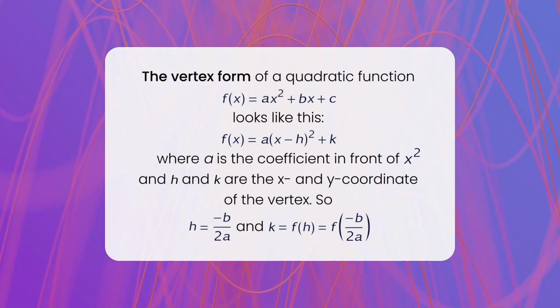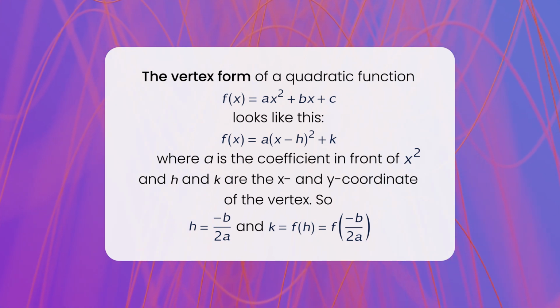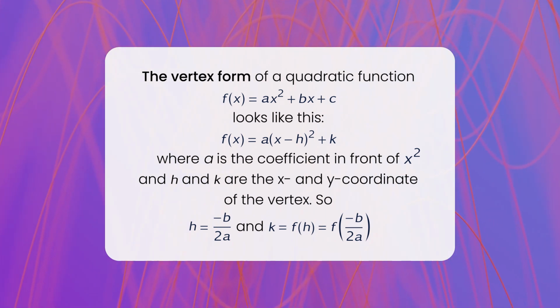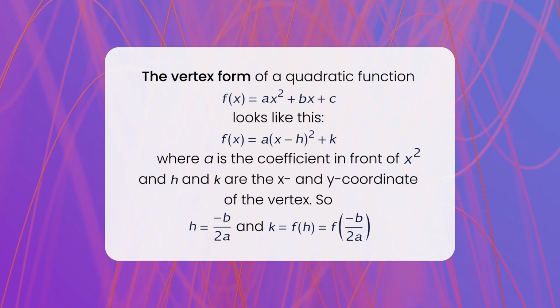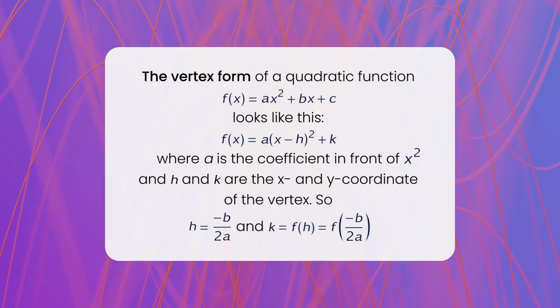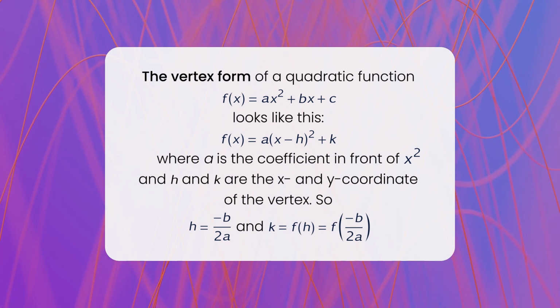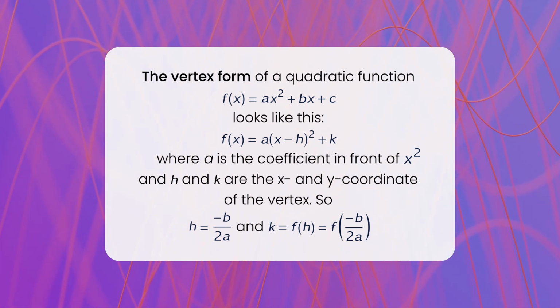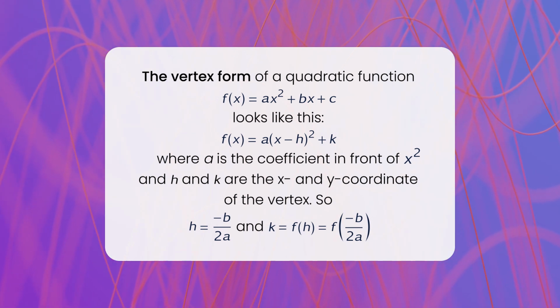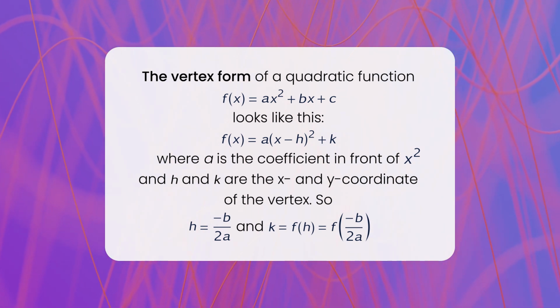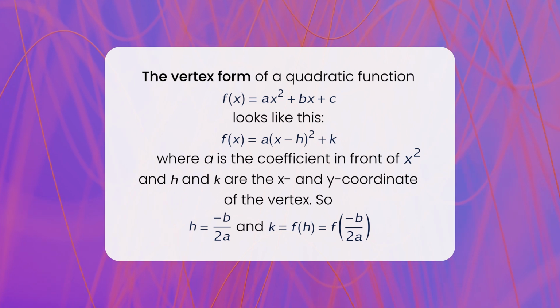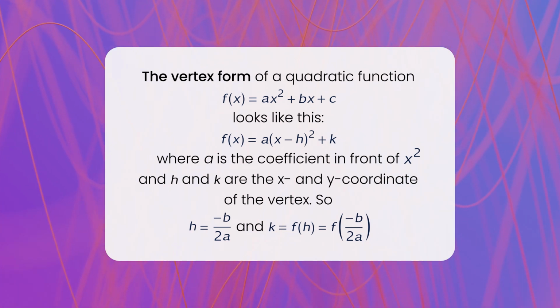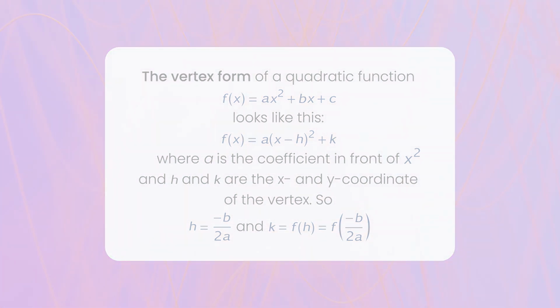f(x) = a(x − h)² + k, where a is the coefficient in front of x², and h and k are the x and y coordinates of the vertex. So h = −b/2a, and k = f(h) = f(−b/2a).